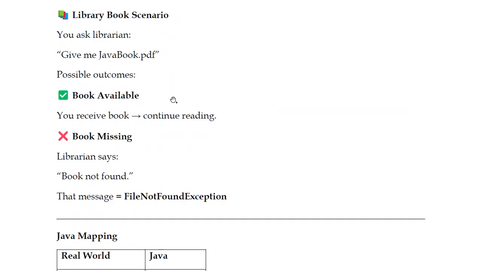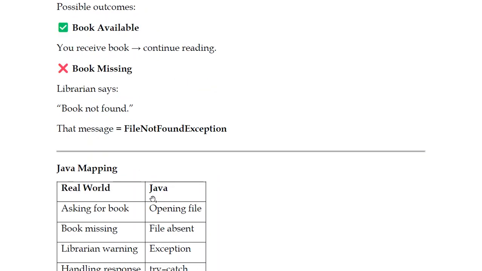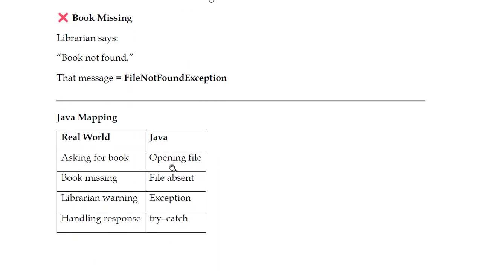Best example, a library book scenario. If you ask the librarian, give me the Java book PDF, the possible outcome: if the book is available, you'll receive the book and continue reading. Otherwise, what will happen? The book is missing, and the message is book not found. That is what we are getting here also, FileNotFoundException. Asking for the book is like opening a file. The book is missing, the file is absent. Then what will happen? The librarian warns, an exception.